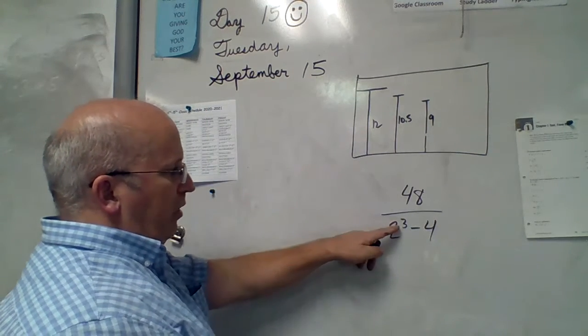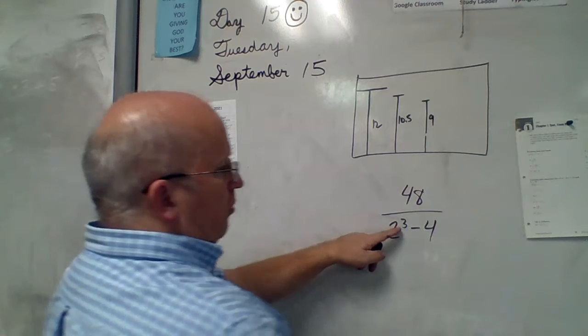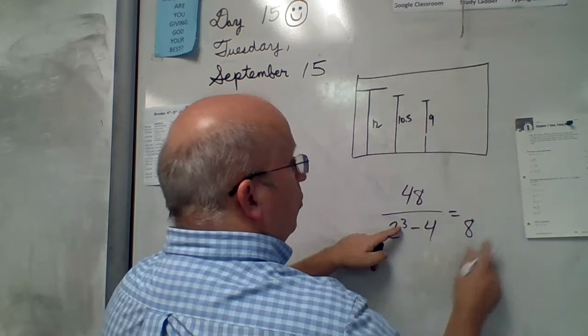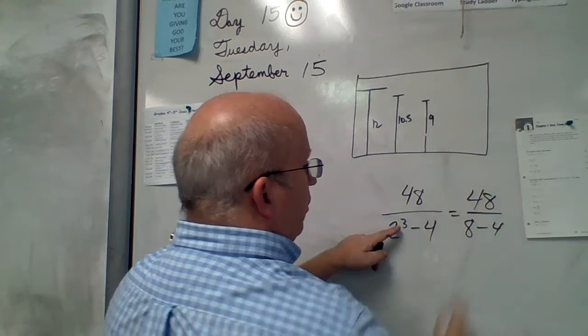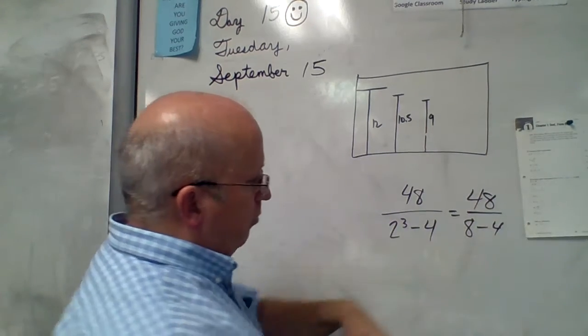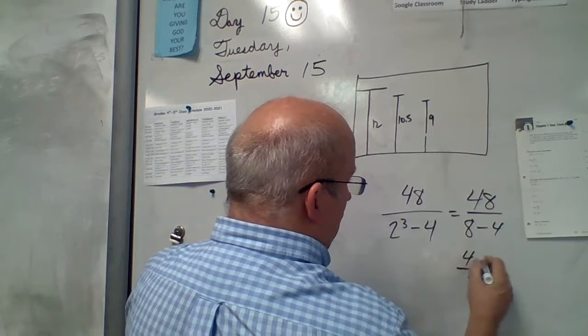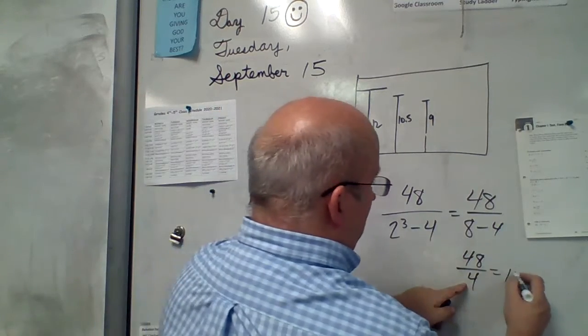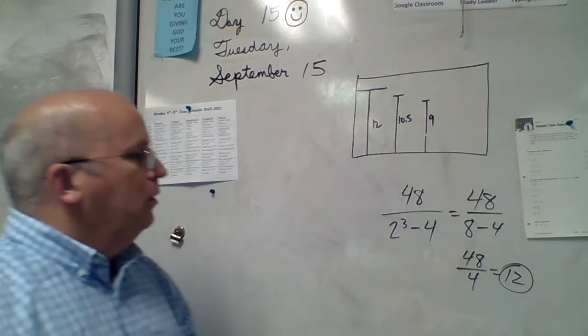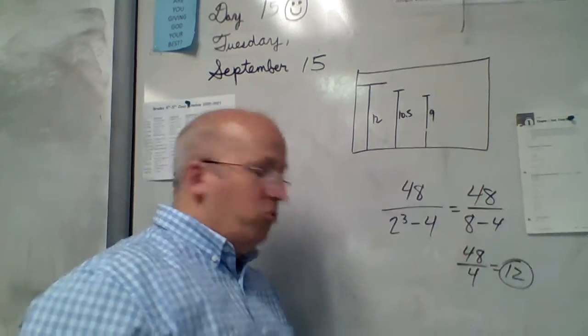Well, I'd figure out the 2 to the third first. 2 times 2 times 2 is 8. 8 minus 4 underneath 48. Then I'd do the subtraction, and I'd get 4. Then I'd do the division. 48 divided by 4 is an answer of 12. Order of operations.